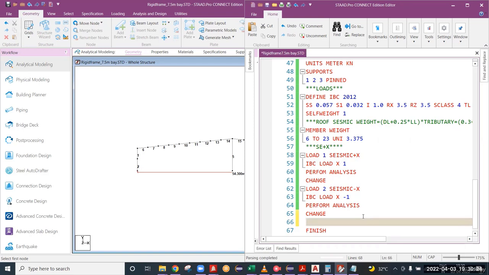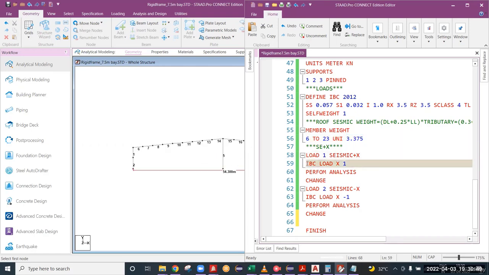Sir, once repeat. Okay, actually we are defining the direct UDL value here, right? We are applying self weight, what I can say is seismic weight, in terms of UDL on the members, I can say rafters here. But for the IBC load, I am applying x in positive direction once and x in negative direction once. Clear?